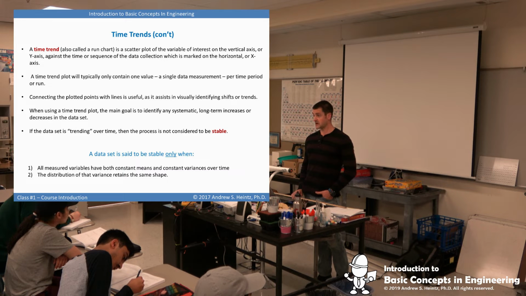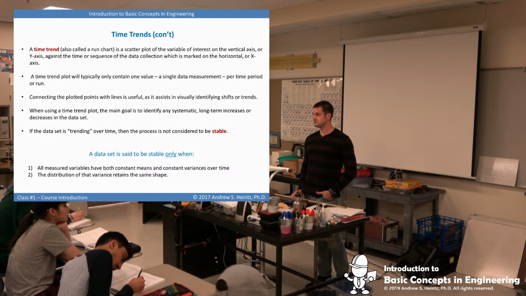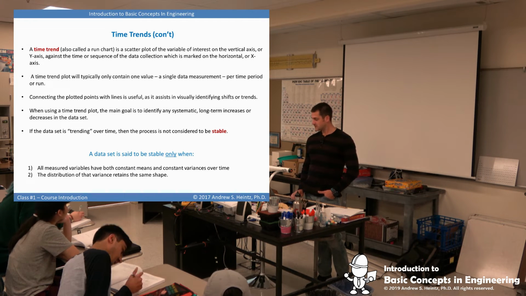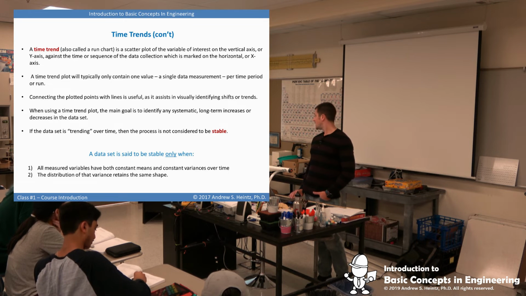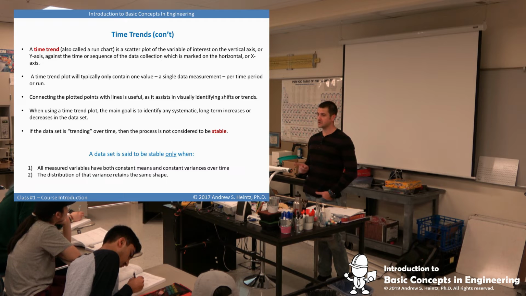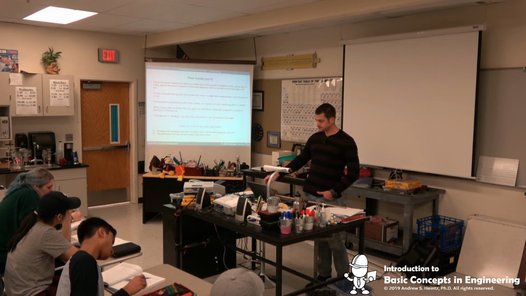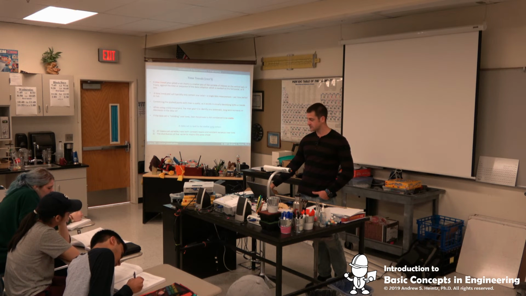It's consistent, okay? So in this case, what do I mean by consistent? It's not changing over time, right? So a data set is said to be stable when all measured variables have a constant mean and constant variance over time. In other words, my mean's not changing, my plot's not drifting, and it's also not getting wider. Okay? And the distribution of that variance should retain the same shape.